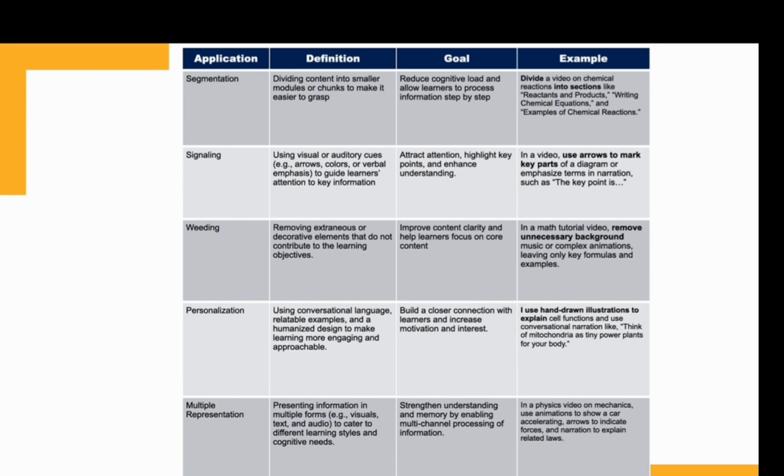The weighting is removing extraneous or decorative elements that do not contribute to the learning objectives. For example, in a math tutorial video, remove unnecessary background music or complex animations, leaving only key formulas and examples. Personalization, using conversational language, relatable examples, and a humanized design to make learning more engaging and approachable. Multiple representation, presenting information in multiple forms to cater to different learning styles and cognitive needs. Just like in a physics video on machines, use animations to show a car accelerating.